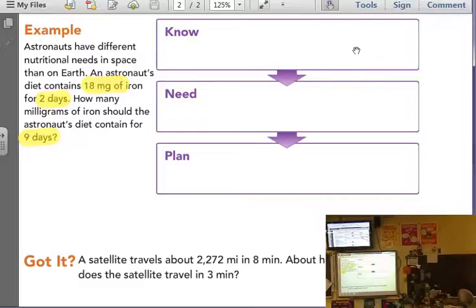This does not relate to this problem. This relates to this problem. So if you're going to write that word up here, we want to go ahead and look at this next problem. To solve for 9 days, let's figure out the milligrams per day by setting up 18 divided by 2. Once we find the unit rate, we can then multiply that number.